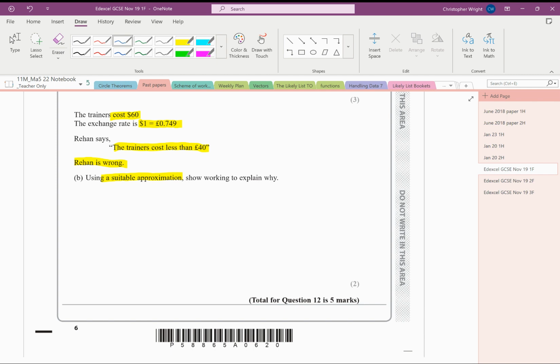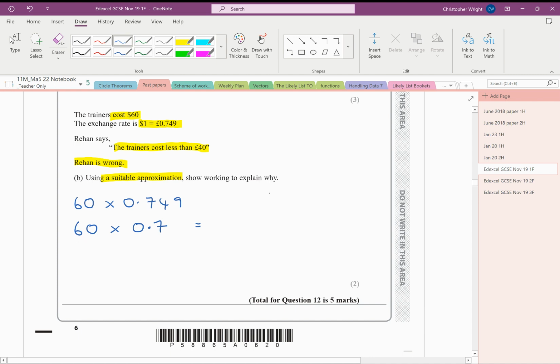Well, the trainers were $60. And to work out how many pounds that is, each dollar is worth 0.749 pounds. So we'd have to do 60 times 0.749. I think it really expects us to do that because it says using a suitable approximation. So I'm going to do 60 times, I'm going to call that 0.7. Okay, this is my approximation.